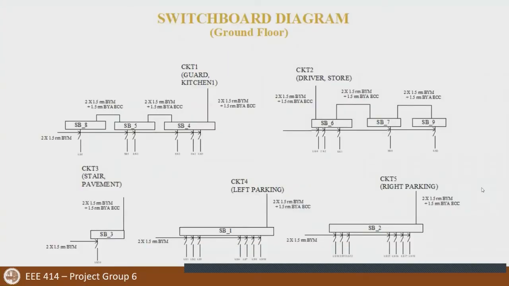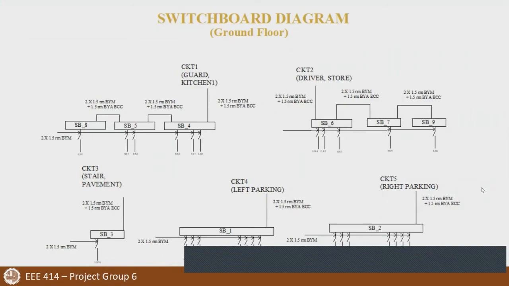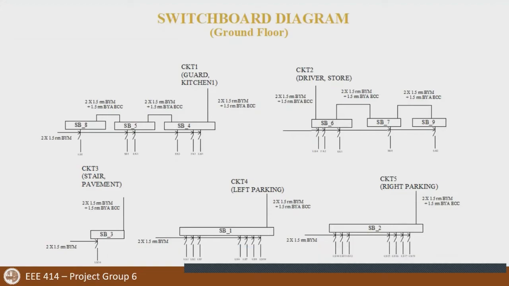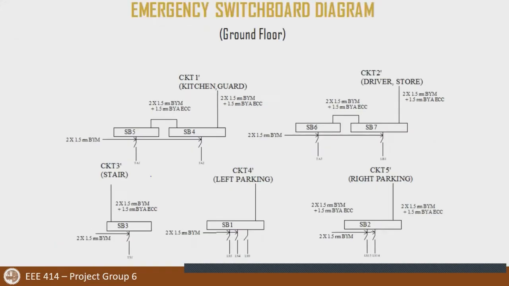The switchboard diagram has 5 circuits. This is done based on the conduit diagram of the ground floor. The green line represents normal wire connection, while the red line represents emergency line connection. Circuit 1 comprises the guard room and kitchen room. Circuit 2 represents the driver room and store room. Circuit 3 comprises the staircase and pavement, whereas Circuit 4 and Circuit 5 represent the left parking spot and right parking spot. Next, the emergency switchboard diagram is also done in the same way.